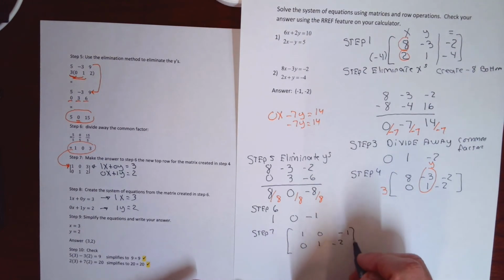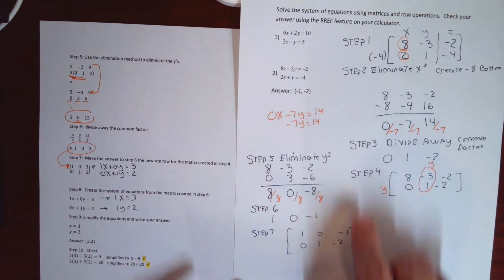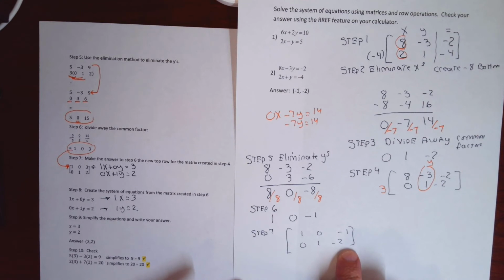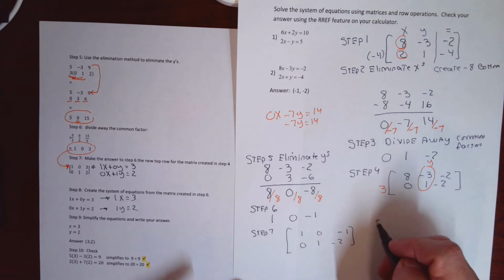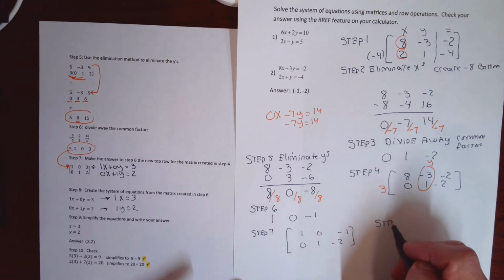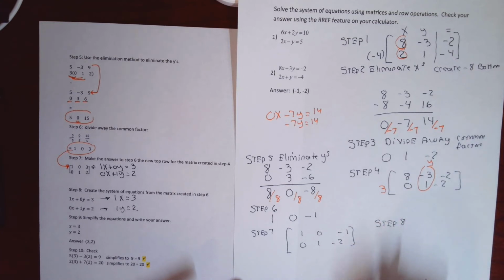I'm basically done. It's going to be x equal to -1, y equal to -2. At this point, it's almost silly what I'm doing, but just to emphasize this, because sometimes it's not clear to students, if you can pick off the solutions, you don't need to do these last few steps.